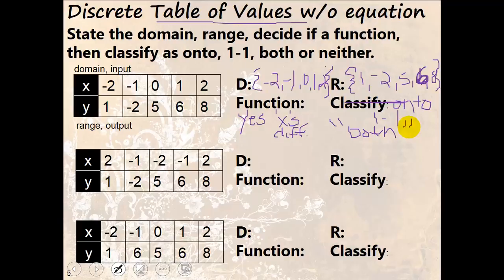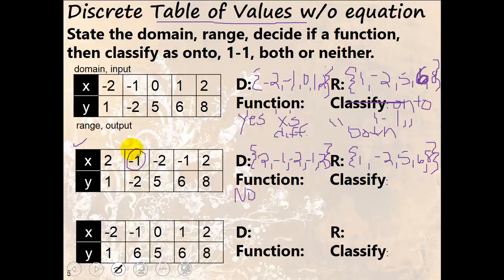All right. In the second example here, my domain, I list out all my x values. So I have 2, -1, -2, -1, and 2. My range are the numbers 1, -2, 5, 6, and 8 again. Is it a function? No, because -1 repeats and 2 repeats. So I have x's repeating, and then I don't have to classify it because it's not a function.